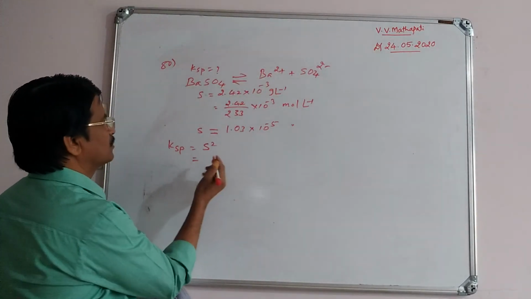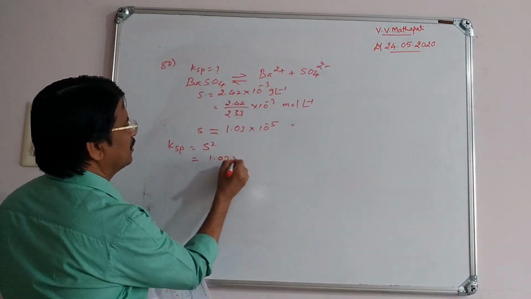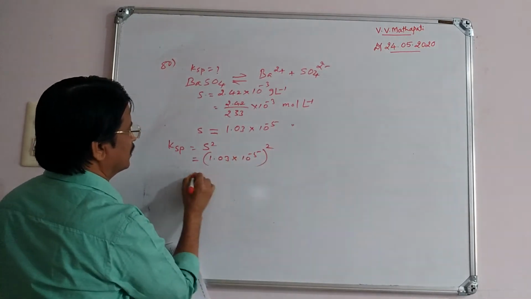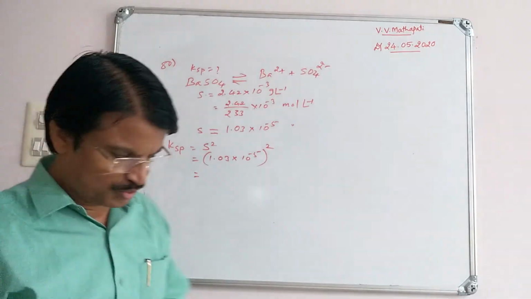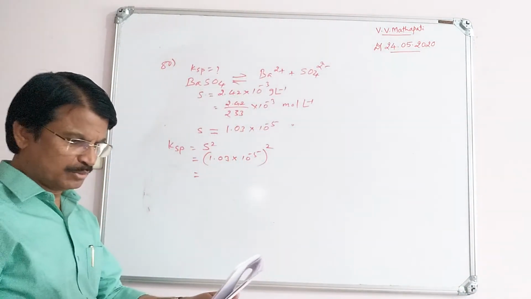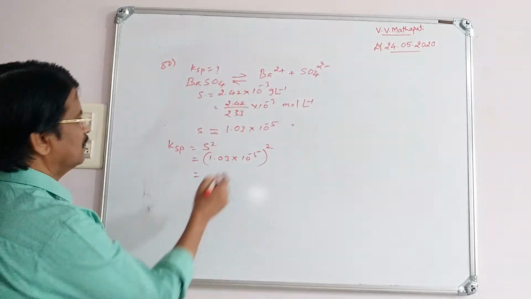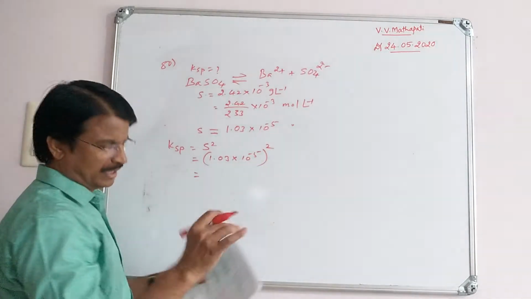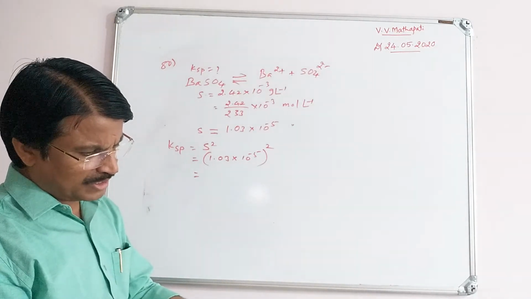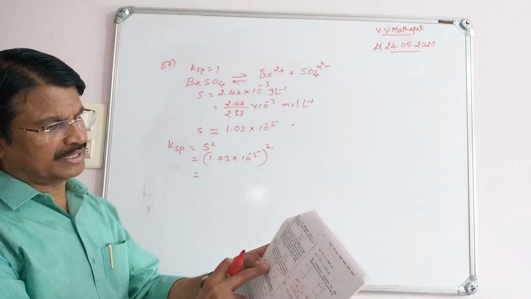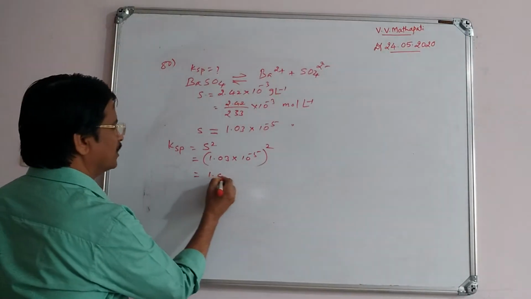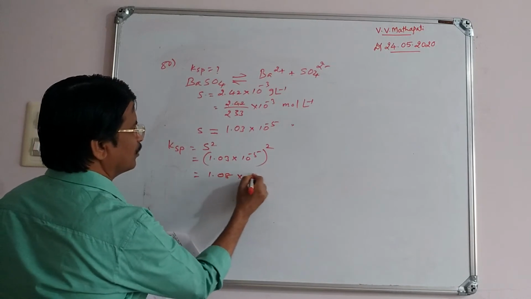Then here S square: 1.03 into 10 to the power minus 5, squared. 10 raised to minus 5 into 2 gives 10 raised to minus 10. See in the options, 10 raised to minus 10 is given only in the first option, and the remaining options are 10 raised to minus 12, minus 14, minus 18. Hence the answer is the first, 1.08 into 10 to the power minus 10.